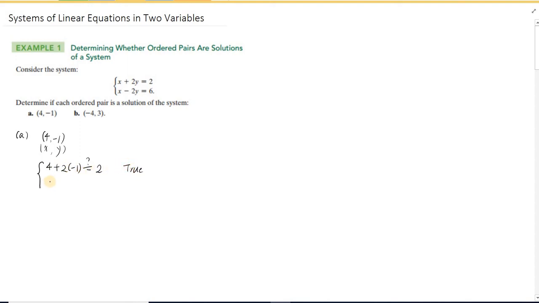So then we also look at the second equation, x minus 2y, so we're going to plug in again, and that will be 4 minus 2 times -1. And then see if it's going to give you 6 or not. So this is going to be 4 minus 2 multiplied by -1, that's just going to be 4 plus 2, that will be 6. This is true as well. So then we say this pair is, yes, a solution.